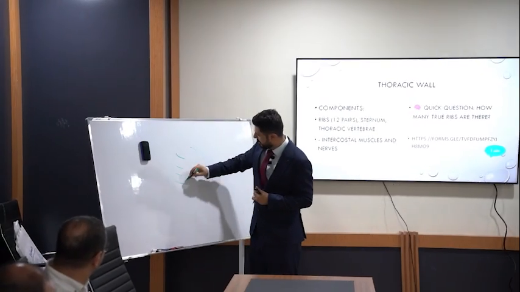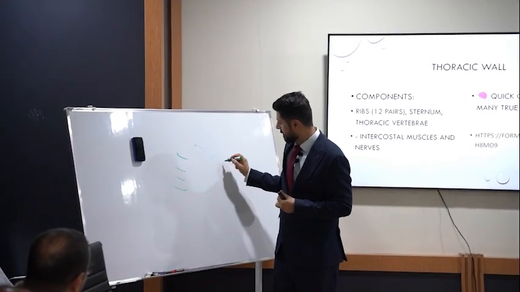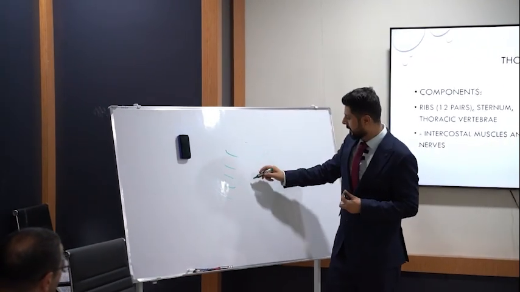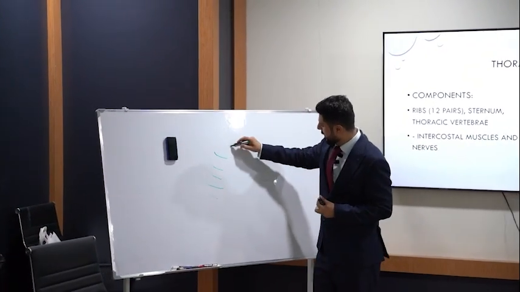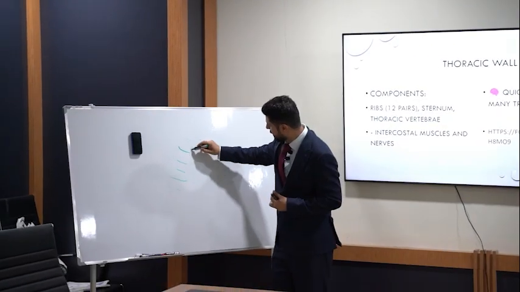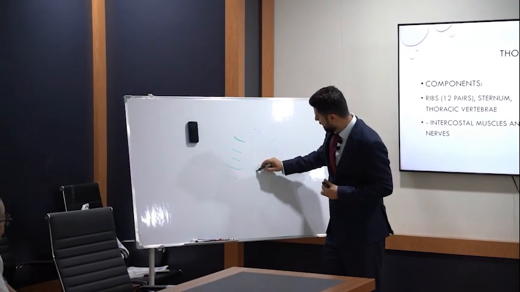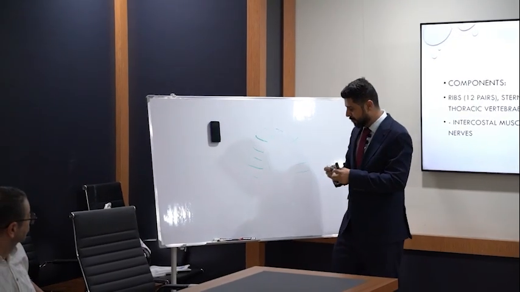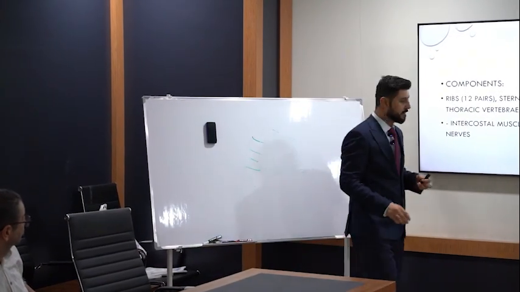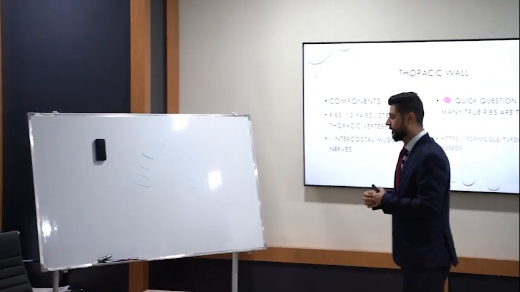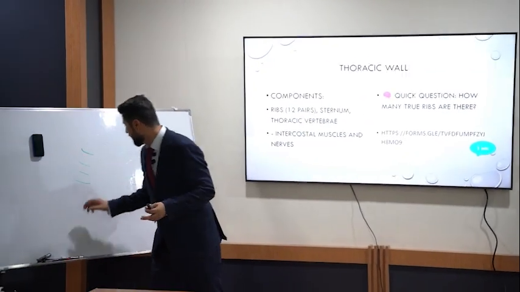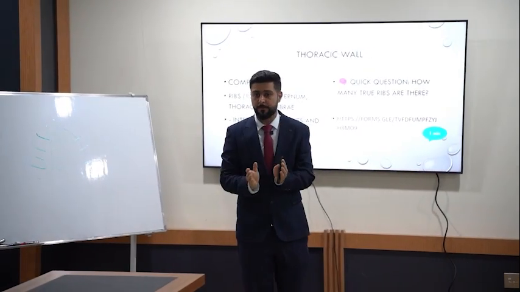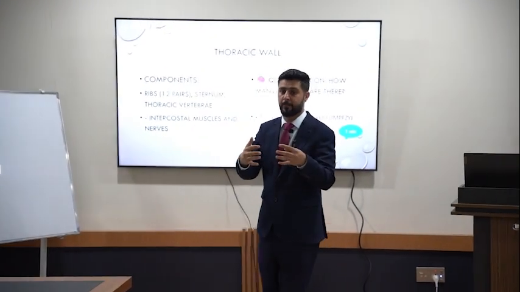We have ribs, okay, 12 pairs of ribs. The vertebral body is located posteriorly, and we have the sternum anteriorly. So if we look at it, we have the thoracic cage composed of the sternum anteriorly, the vertebral body posteriorly, and the ribs on both sides.